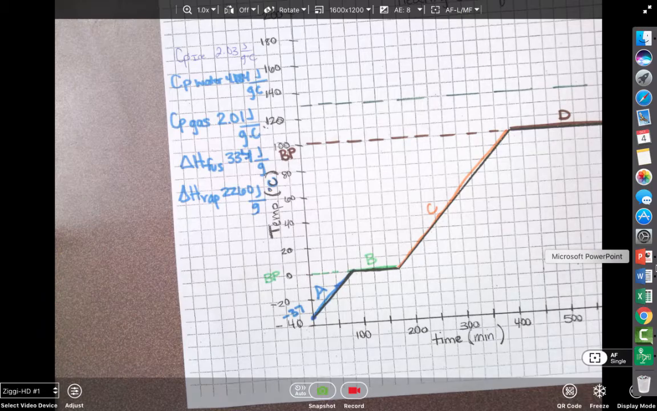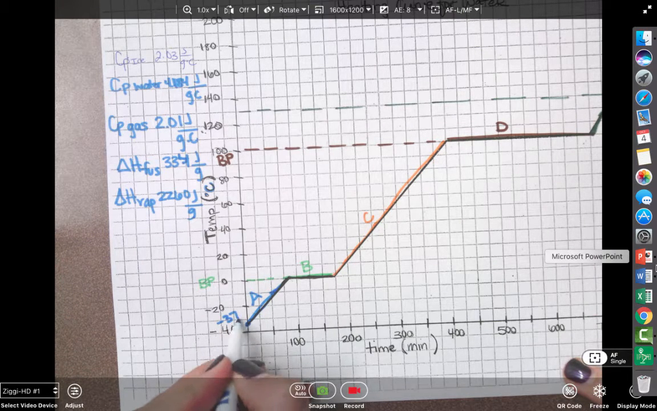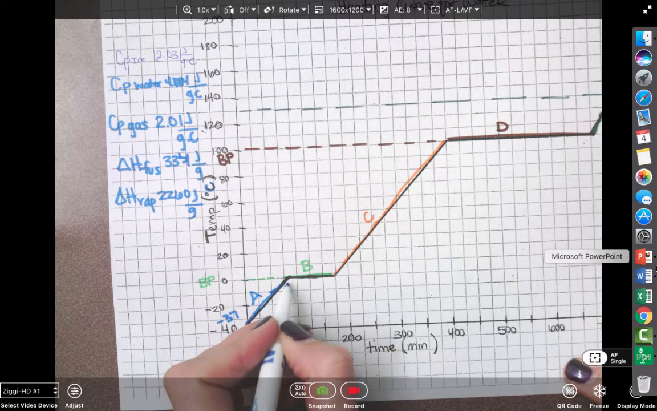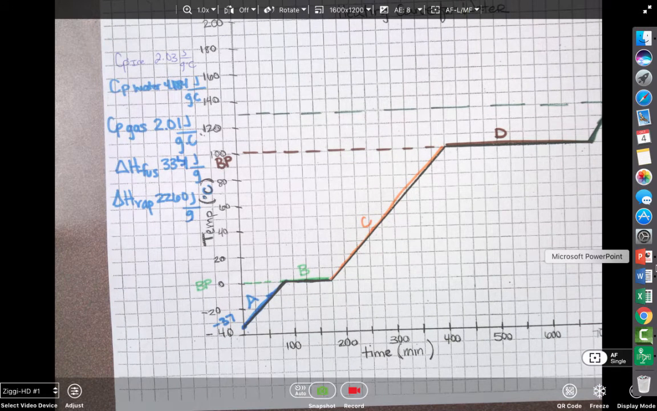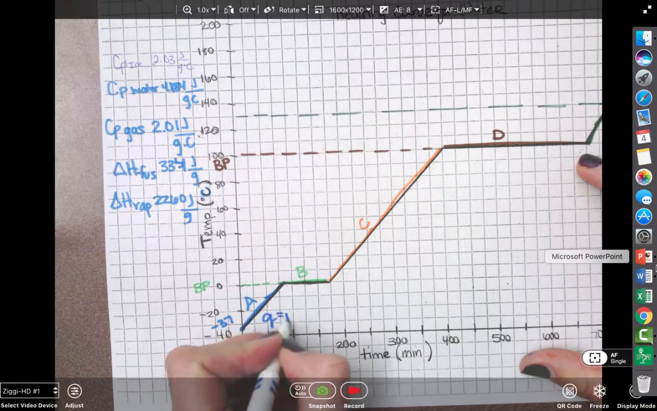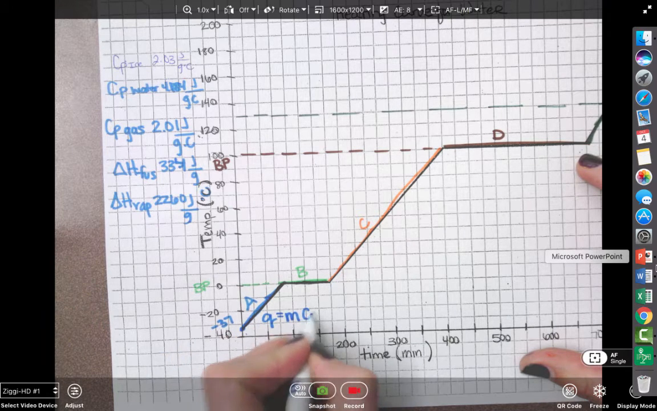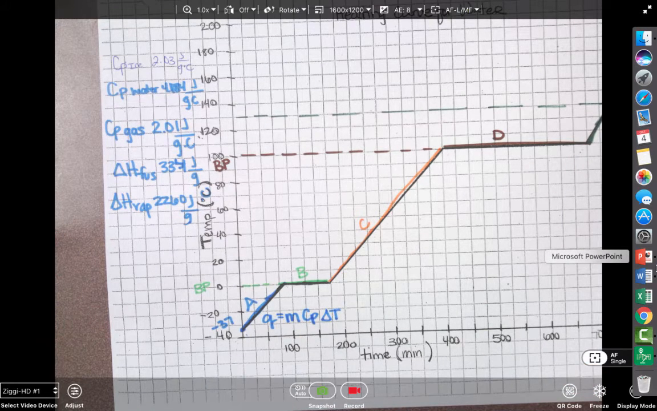All right. So for section A, I have a change in temperature. I want to figure out how much energy is required to go from negative 37 degrees Celsius up to 0 degrees Celsius. During this process, the molecules in the ice are absorbing energy and breaking the bonds of each of the individual hexagons within that structure. So in this process, I can calculate energy by figuring out how much of the substance I have, the specific heat of the substance, and the change in temperature. That's the specific heat equation.